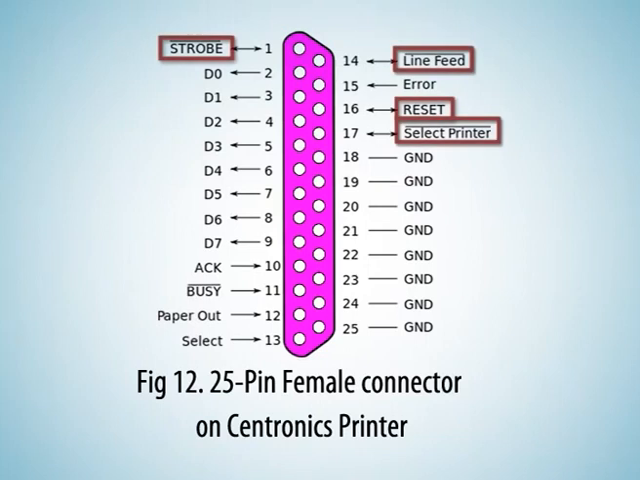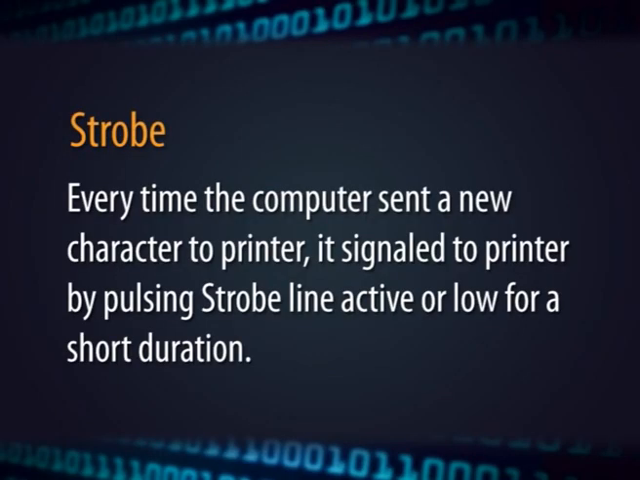2. 4 control signals outputted from computer to printer known as strobe, line feed, reset and select printer. Every time the computer sent a new character to the printer, it signaled to printer by pulsing strobe line active or low for a short duration.